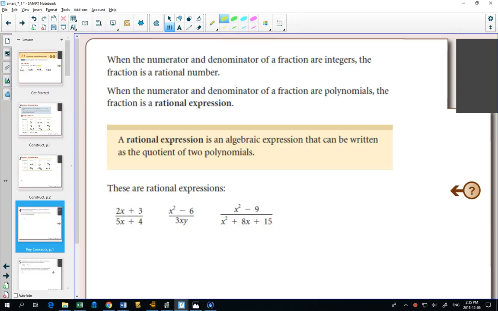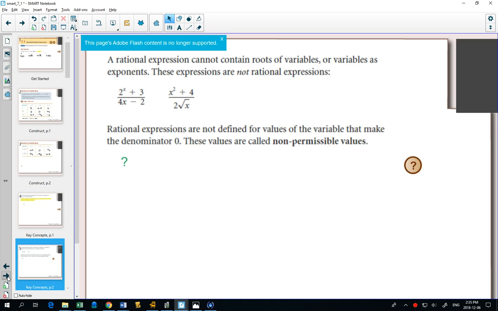So with our highlighter, when the numerator and denominator of a fraction are polynomials, we call that a rational expression. So here are some examples of rational expressions. These ones are not rational expressions.